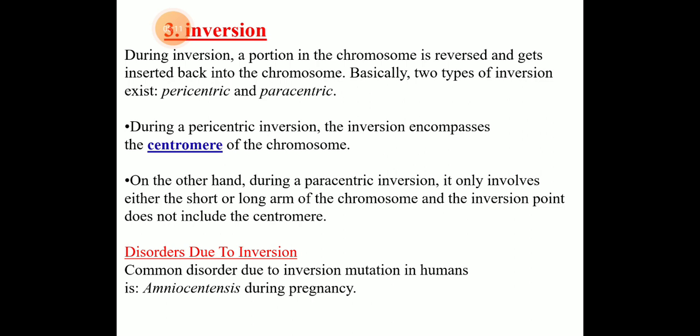mutation. During inversion, a portion of the chromosome is reversed and gets inserted back into the chromosome. Basically, there are two types of inversion, pericentric and paracentric. During a pericentric inversion, the inversion encompasses the centromere of the chromosome. On the other hand, during a paracentric inversion, it only involves either the short or long arm of the chromosome, and the inversion point does not include the centromere.